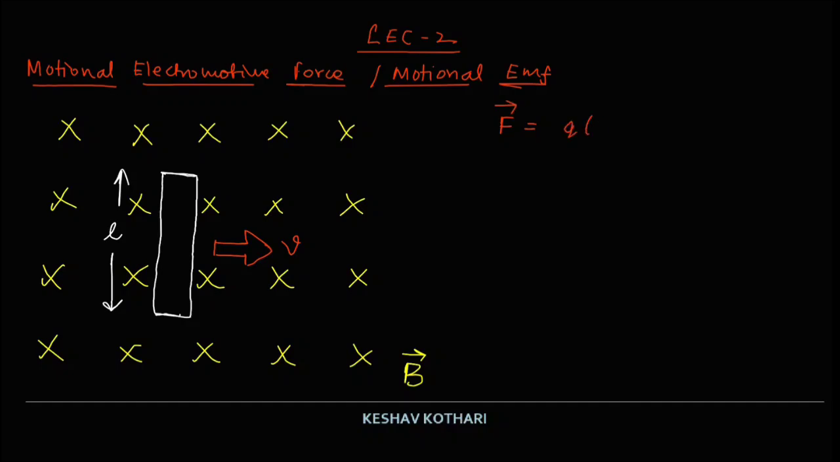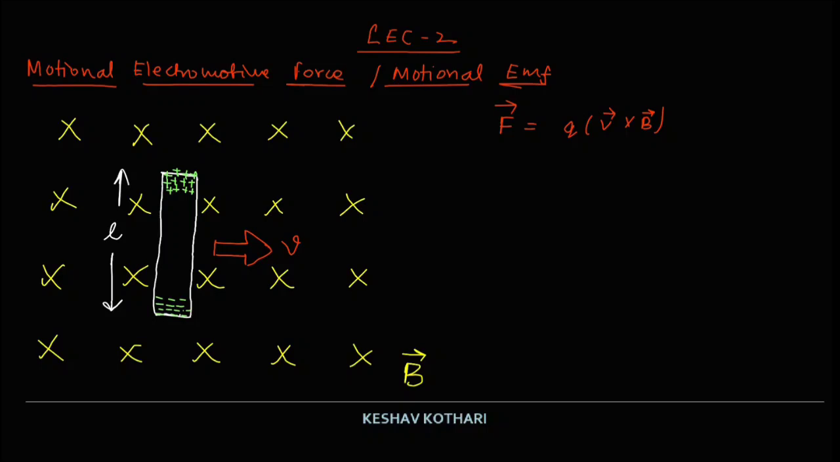So the positive charges inside the conductor will start accumulating on the upper end, because the direction of v cross B is toward the upper end of the conductor, while the free electrons will start accumulating on the lower end of the conductor. So we say that due to this charge accumulation at the two ends of the conductor, an EMF is induced, which is regarded as the motional EMF.